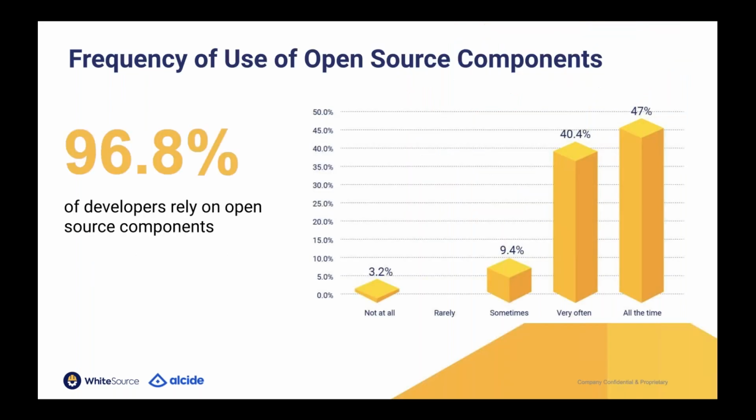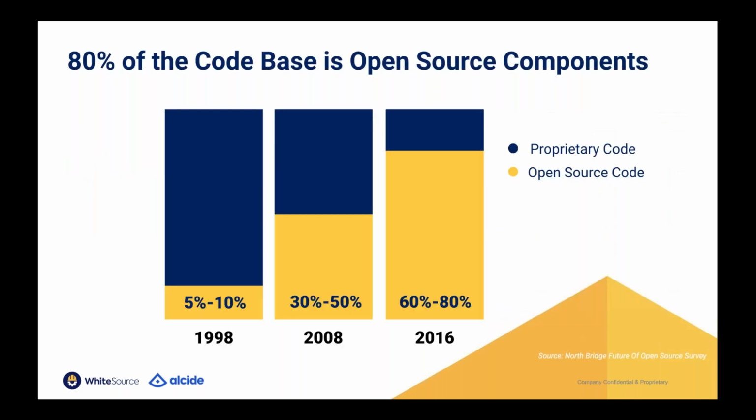So one of the biggest revolutions within the last 10 to 15 years in the entire software world is open source. We see more and more developers adopting open source, and the frequency of using open source keeps on growing. Almost 97% of developers rely on open source components in their day-to-day job, and this number keeps on growing. Around 10 years ago, only 5 to 10% of the code base was open source components, and today it's around 80%. Think about it, 80% of the entire code base in the world is currently made out of open source components, which is, I think, crazy.